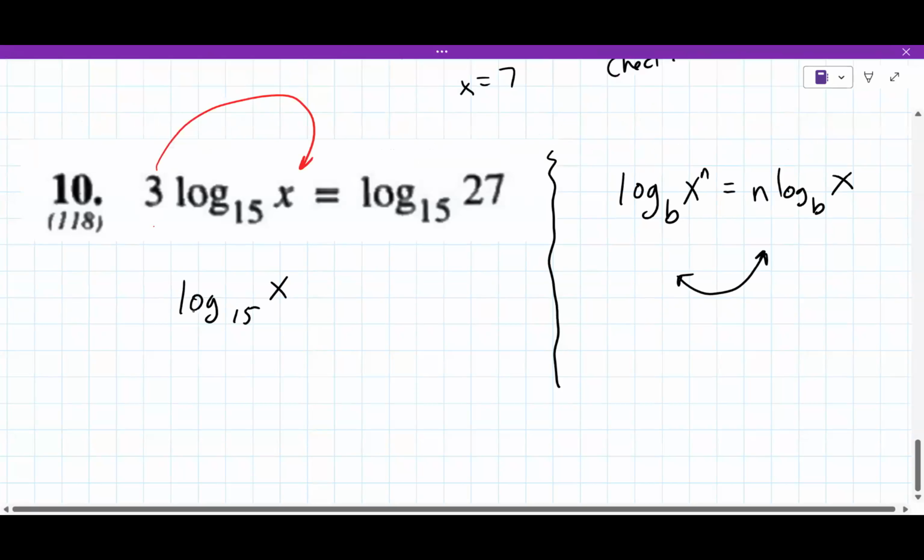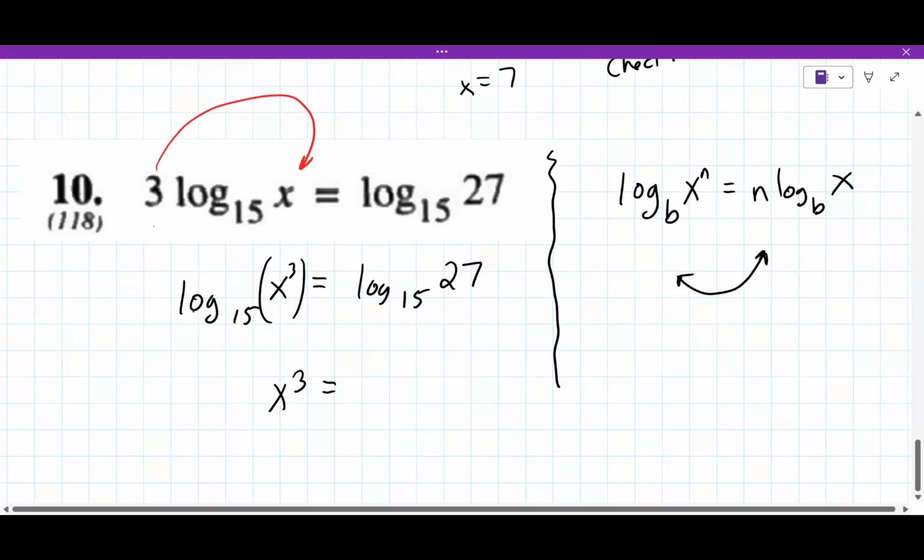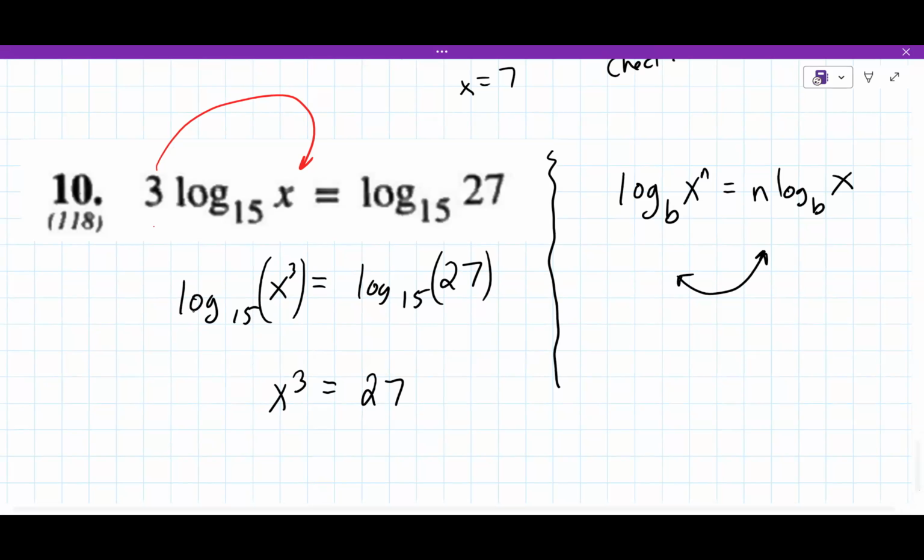So log base 15 of x cubed equals log base 15 of 27. Okay. So now you set the parts inside parentheses, because the logs are the same, equal to each other. So x would equal 3.